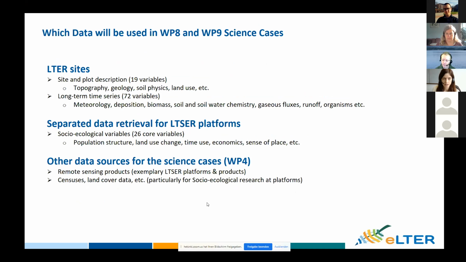There are 19 variables for site and plot description, and approximately 72 variables for long-term time series data like meteorology, deposition, biomass, and so on. There's also separated data retrieval for the LTSER platforms going on. Those are the socio-ecological variables, for example, population structure, land use change. And in work package 4, there are also other data sources looked into, for example, remote sensing products.